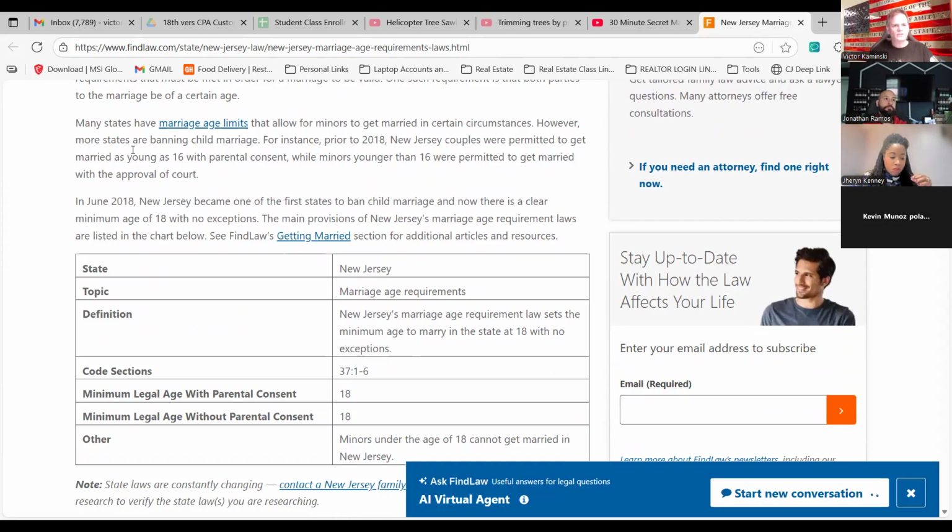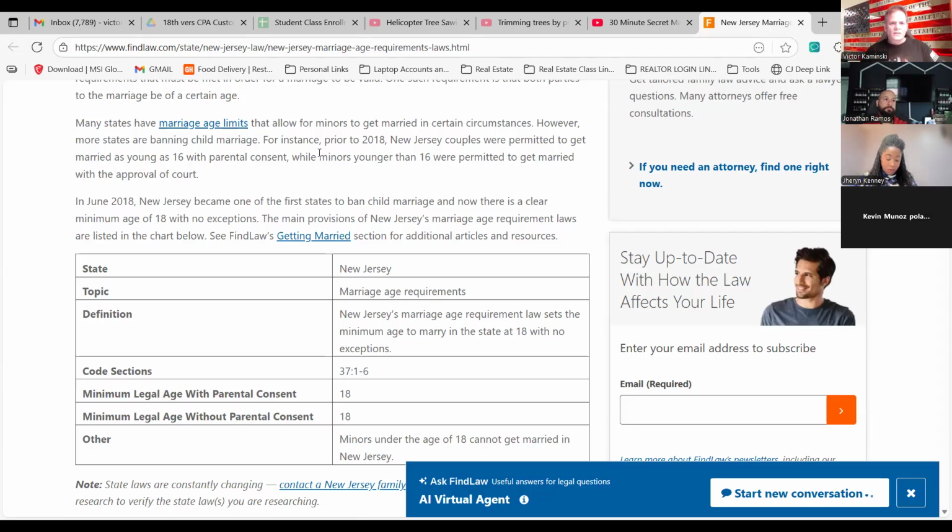However, more states are banning child marriages, especially with all the influx of immigration, where in some cultures and countries it's acceptable for a 50-year-old to marry a 6-year-old. It's disgusting. Not that it was ever legal here in New Jersey, but still, you were having parents marrying off their 16-year-olds and 17-year-olds in exchange for money or whatever. And in some cultures that's perfectly fine, but that's why we needed to protect children here and change these laws up a bit.